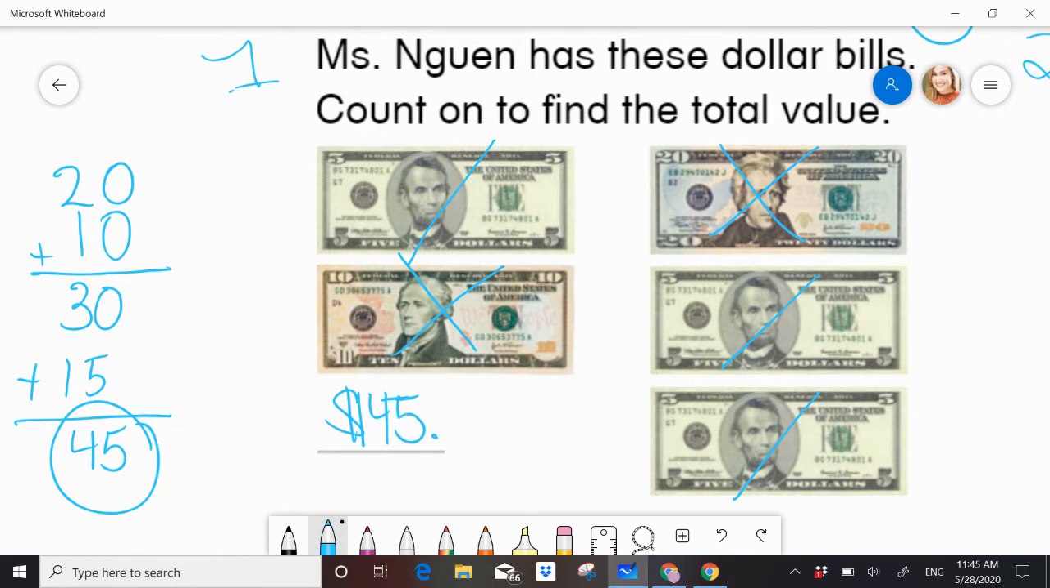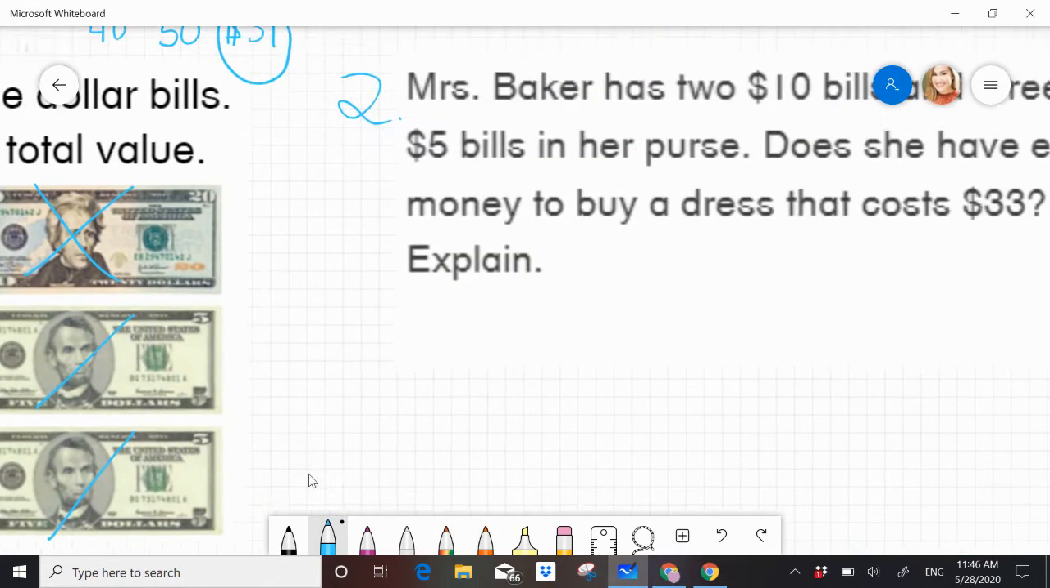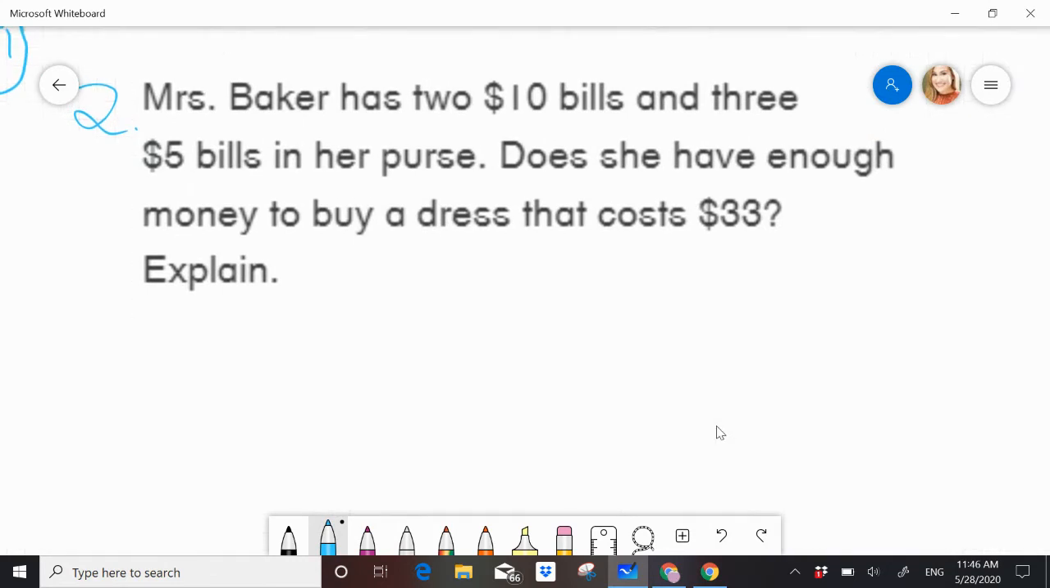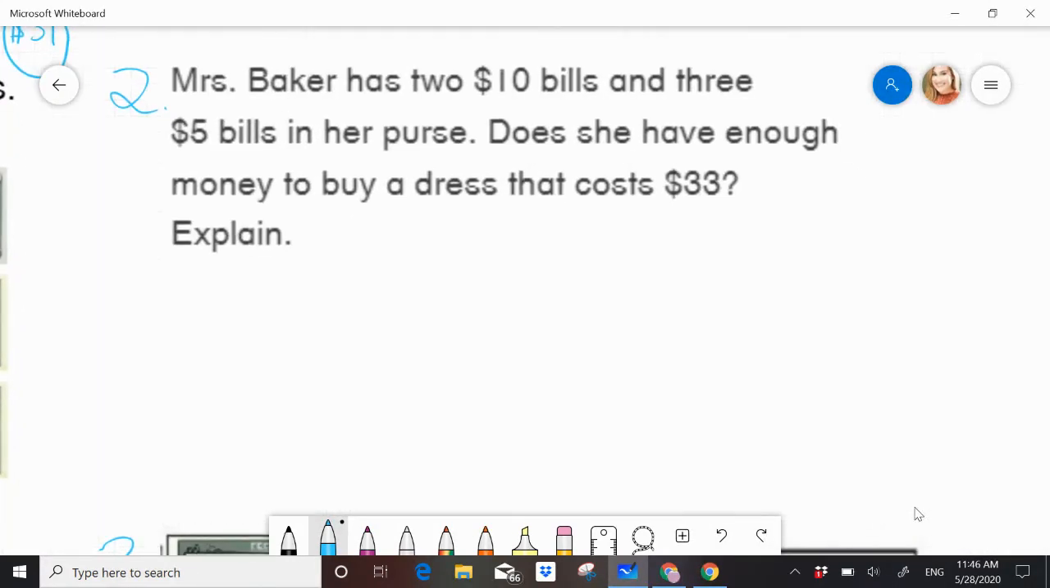And you can also write it with a decimal point because there's no cents. And we write dollars, decimal point, cents. That's how we separate. Okay, let's look at the next example where there's no dollar bills involved, just words.